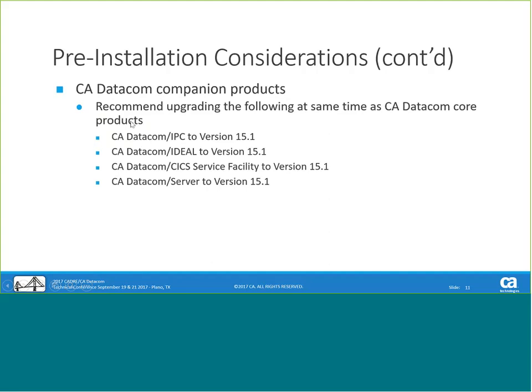Companion products. I was fortunate enough to be involved in a site where this was actually accomplished, and we had no issues whatsoever. If you're not running current versions of IPC, Ideal, CICS services, or Mainframe server, then we suggest that you don't just upgrade Datacom from 14 to 15. Consider bringing your IPC, Ideal, service facility, and servers all at the same time, because typically they all run out of the same load library, JOBLIB, STEPLIB, or whatever linklisted libraries. If they are co-existent in those libraries, it's simpler to just do them all at once.